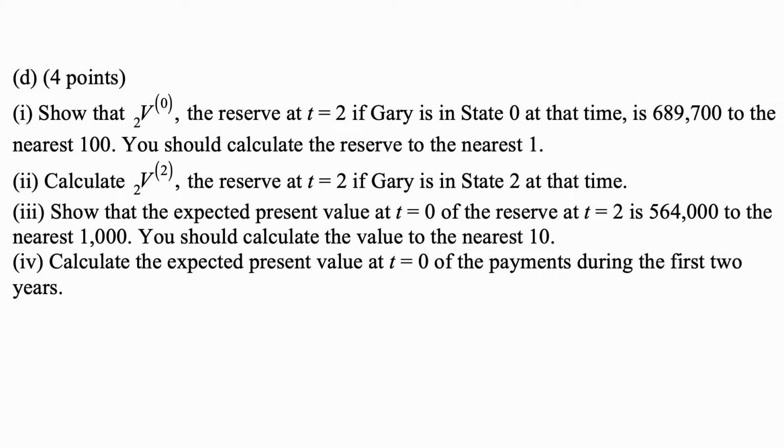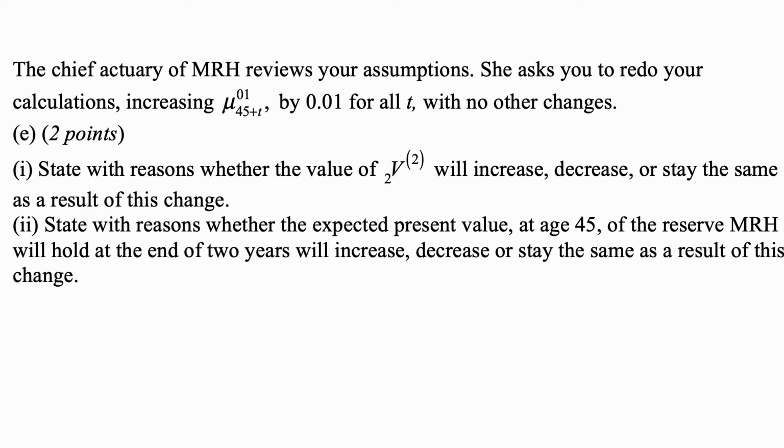Part 3. Show that the expected present value at t equal to 0 of the reserve at t equal to 2 is $564,000 to the nearest 1,000. You should calculate the value to the nearest 10. Part 4. Calculate the expected present value at time 0 of the payments during the first 2 years.